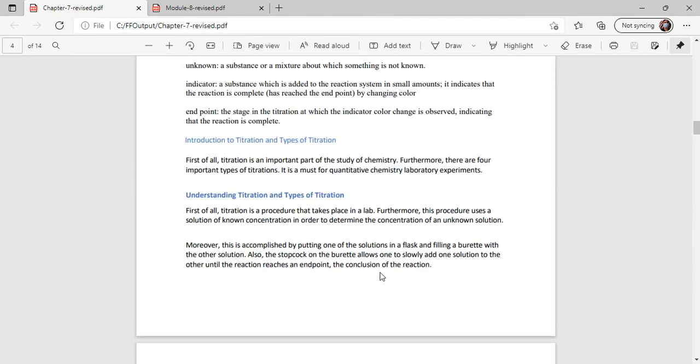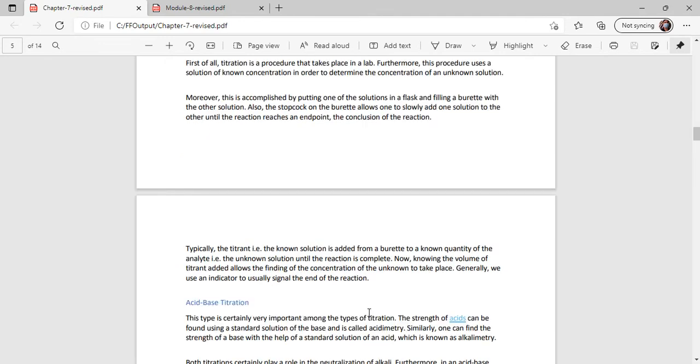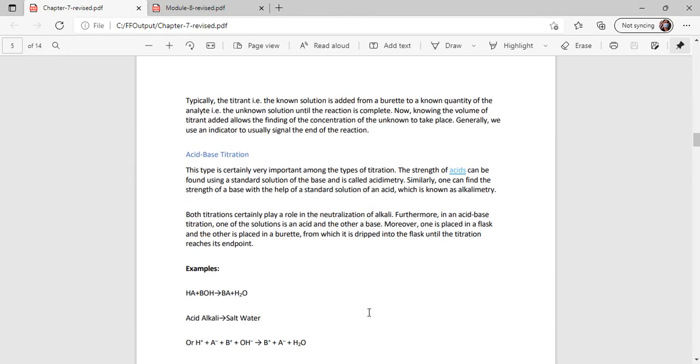Okay, so let me look up the videos for our titration. After this, there is a video prepared for you to watch. So you have here the acid-base titration, and the different types of titration. This type is certainly very important among the types of titrations.